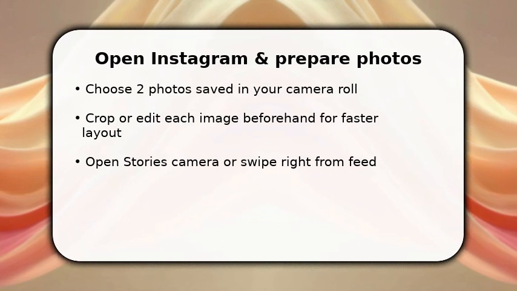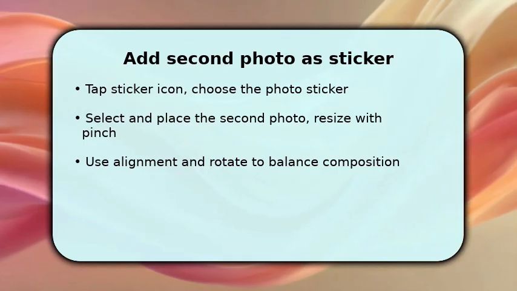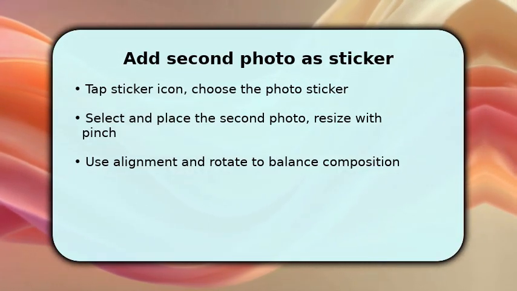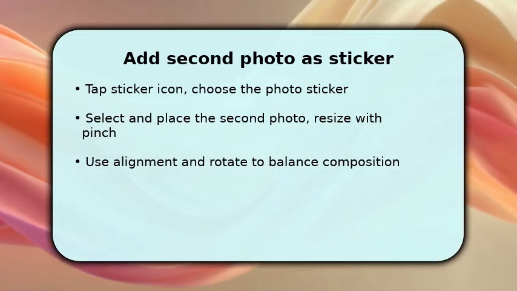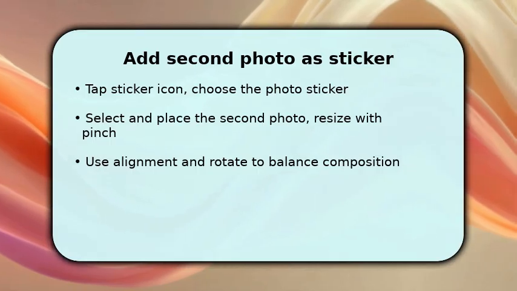Now place the second image. Tap the sticker tray and pick the photo sticker. Instagram surfaces recent roll images. Select your second photo. It appears as a movable sticker on top of the first. Pinch to scale and rotate to fit. Drag to align edges or create overlap.